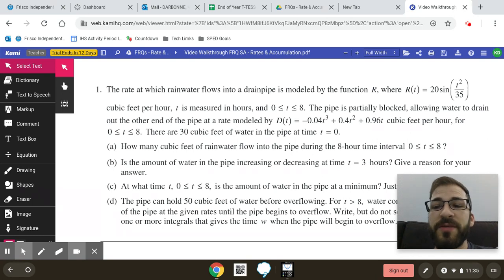The pipe is partially blocked, allowing water to drain out the other end of the pipe at a rate modeled by D of t is equal to negative 0.04 t cubed plus 0.4 t squared plus 0.96 t cubic feet per hour for 0 is less than or equal to t is less than or equal to 8. There are 30 cubic feet of water in the pipe at time t equals 0.